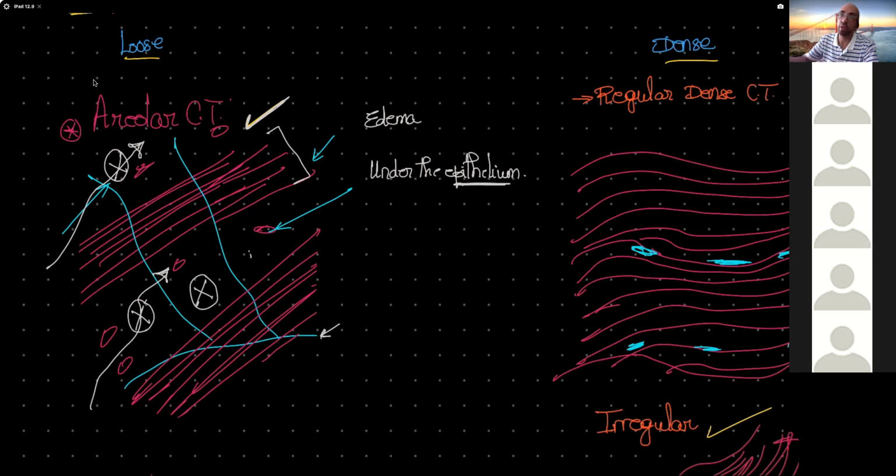So when you read the location, it makes perfect sense. It's widely distributed in the body, lamina propria, under the epithelium. Why is it under epithelium again? Allowing flow to the epithelium.